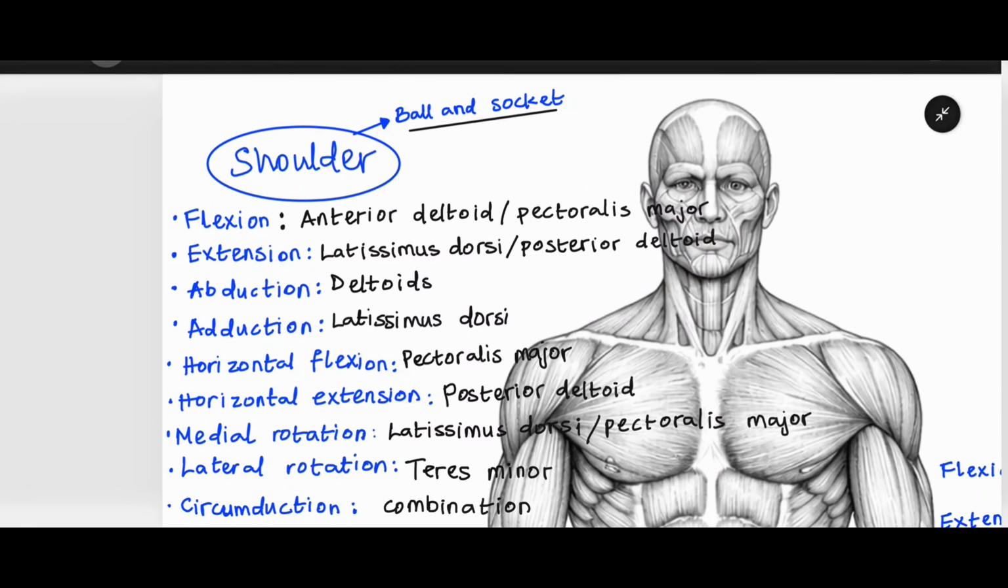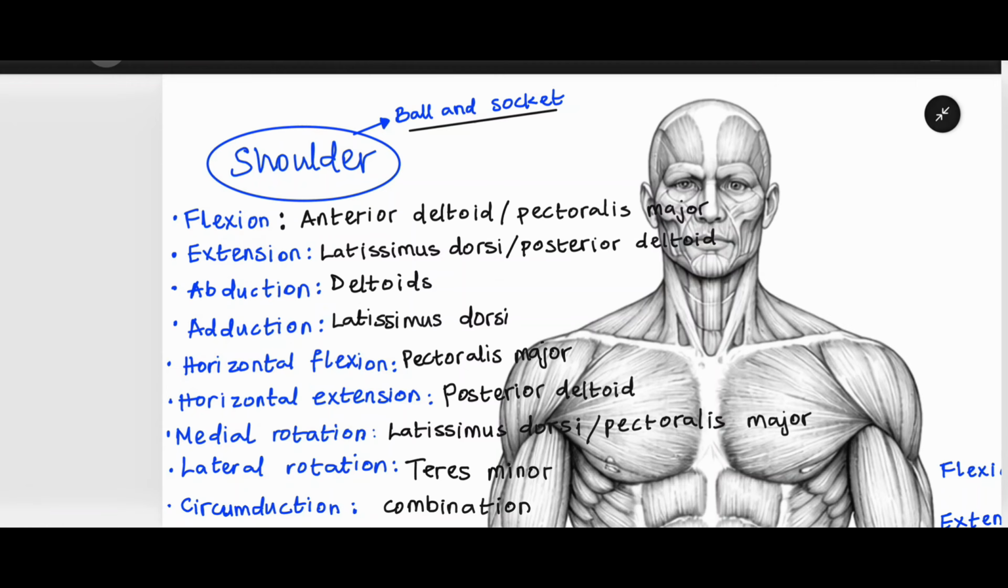Next, we have abduction, which is where your arm moves away from your body. So lifting your arms out to your side is an example of abduction, and this is caused by the deltoids contracting. Next, we have adduction, which is caused by your latissimus dorsi, and adduction is basically bringing your arm back towards your body. Next, we have horizontal flexion, which is moving your arm across your chest, and horizontal flexion is caused by contraction of the pectoralis major.